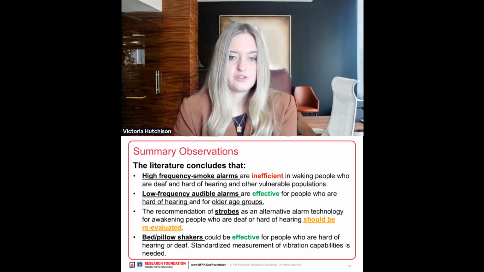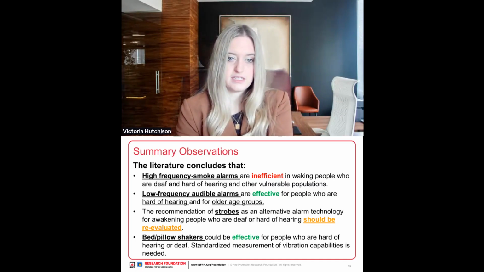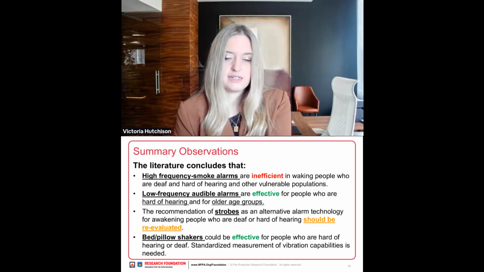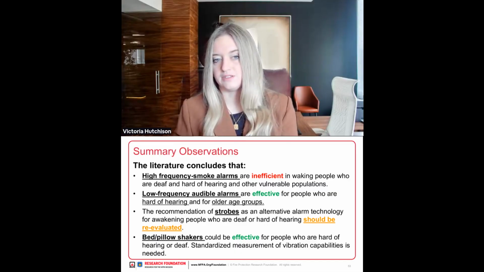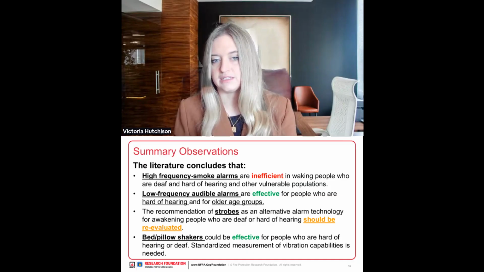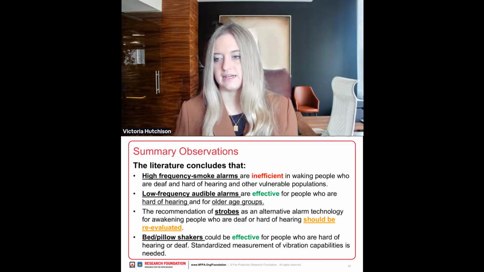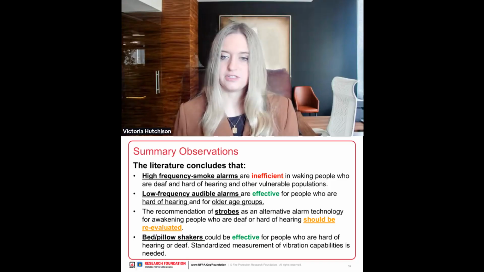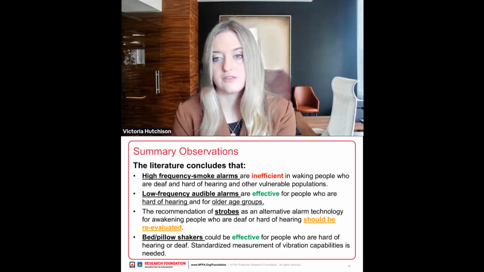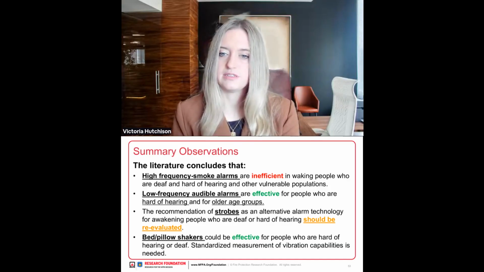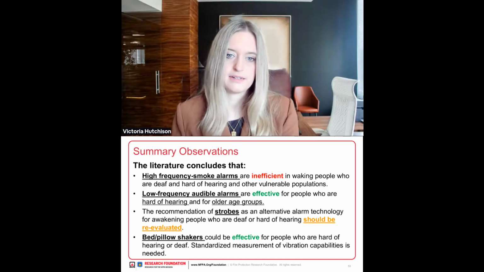The recommendation is strobes as an alternative alarm technology for waking people who are deaf and hard of hearing. We need to do some more evaluations and more studies on this. As I said, there are some positive results coming out of it, but there's also data that completely contradicts that. So before we continue pushing those technologies, I think more research and studies need to be done on that.